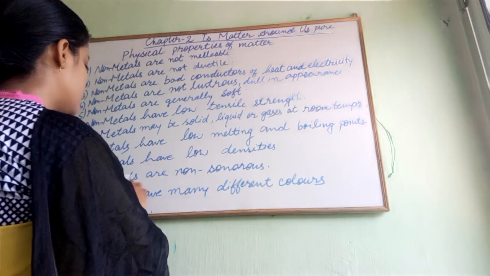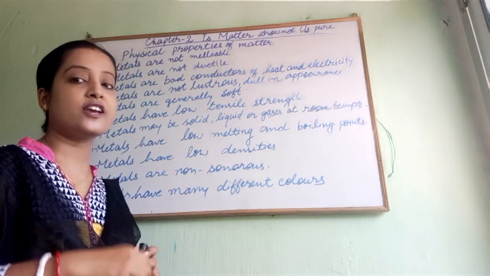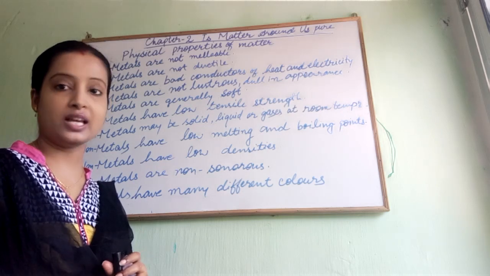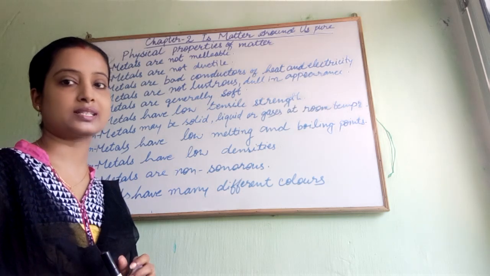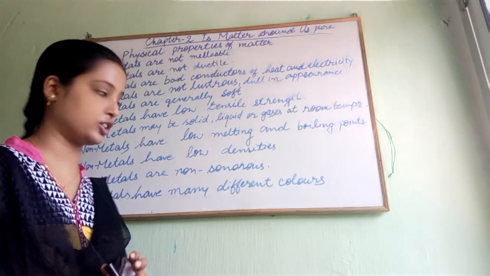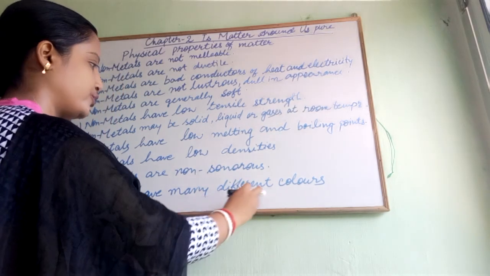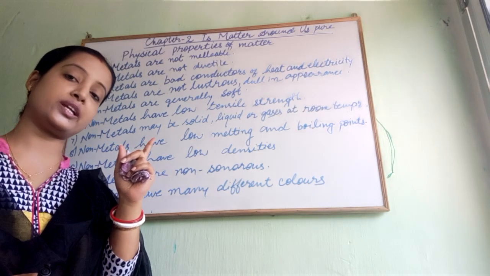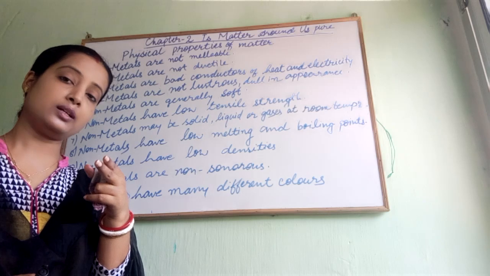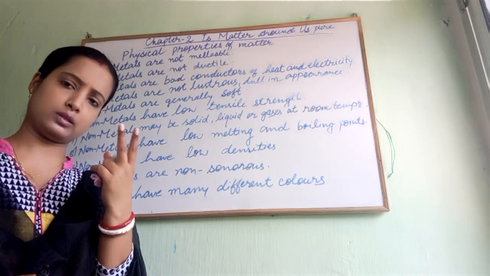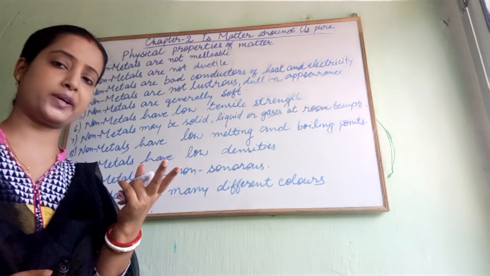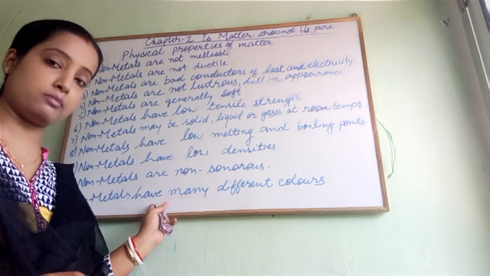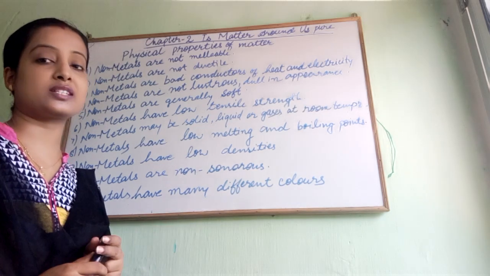Now, non-metals are non-sonorous. Non-sonorous means if you strike on its surface, it will not produce any ringing sound. So that's why non-metals are non-sonorous in nature. Now, non-metals have many different colors. Yes children, in metals we have studied that metals generally occur in grey or silver color, except two exceptions, that is copper and gold. But non-metals can exist in many different colors.